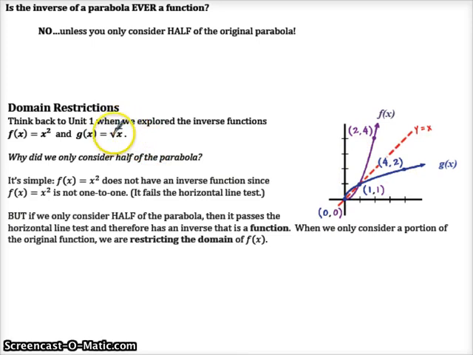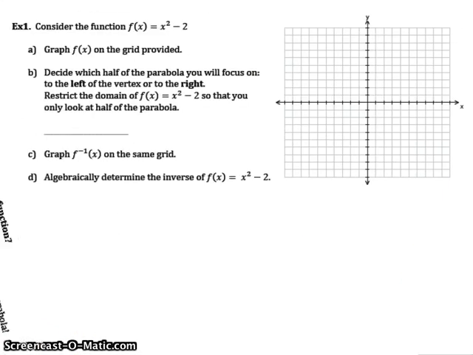Implied in this notation is that when you use the radical symbol by itself, you mean just the positive square root of x, even though there are two. They do that for a couple of reasons, one of which is that it makes it a function and it won't be ambiguous. So we have to restrict the domain. In other words, this is only going to be possible if we only think about half the parabola at a time.